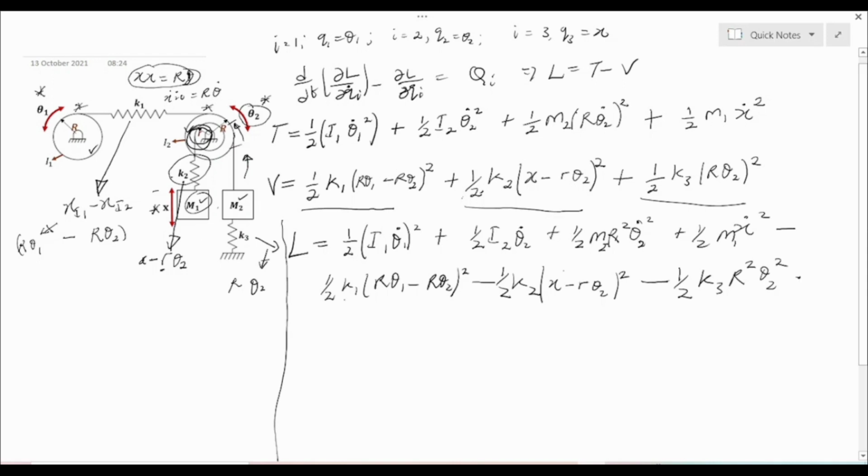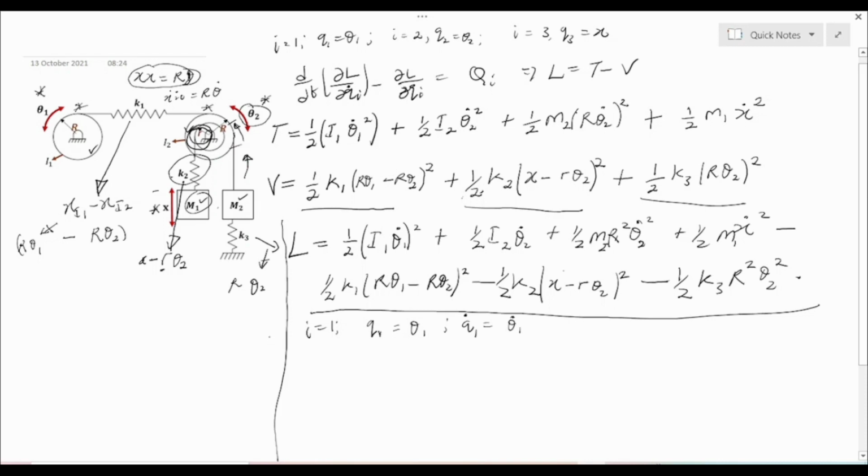So having gotten the Lagrange formulation, we want to begin to derive the different equations of motion of the system. So we're going to start with when i is equal to 1. And when i is equal to 1, we have that q1 is equal to theta 1, and q1 dot is equal to theta 1 dot.